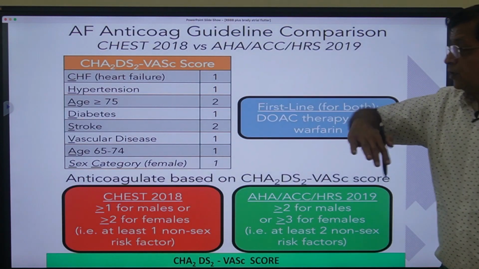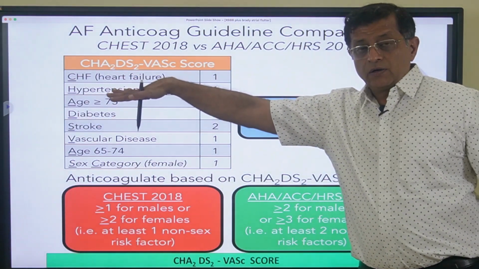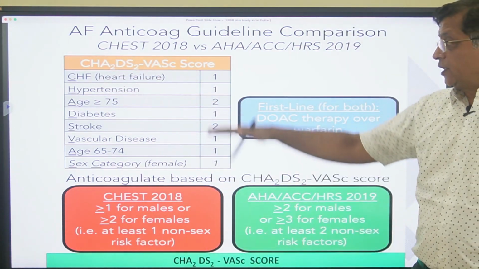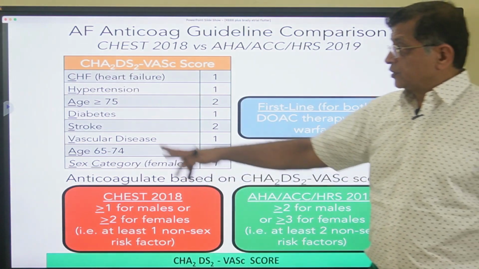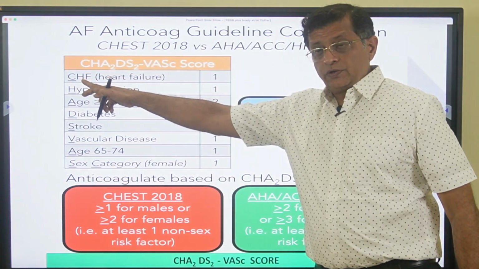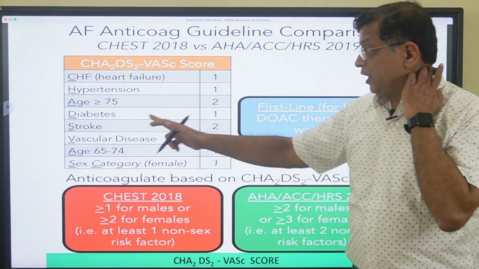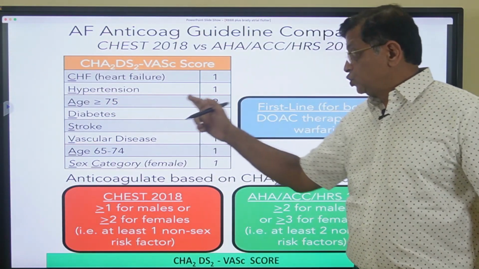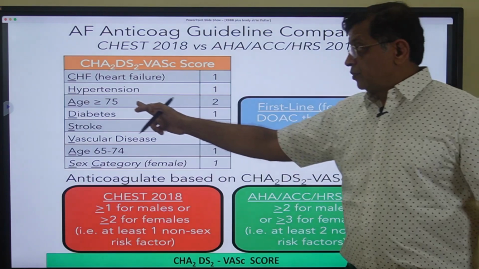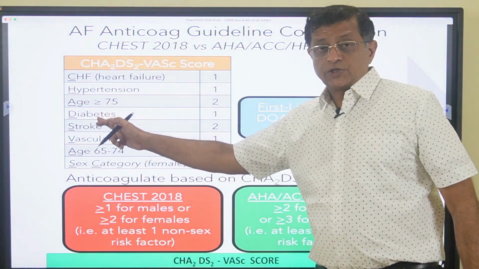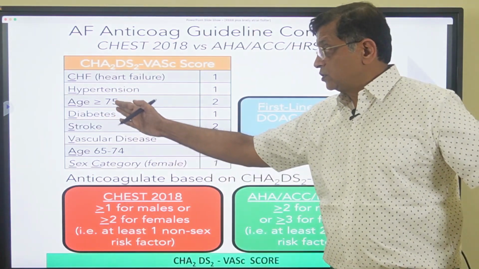This CHA2DS2-VASc score is a mnemonic in which each letter stands for a specific condition and gets a specific number of points. For example, C stands for congestive heart failure, 1 point. H stands for hypertension, 1 point. Age more than 75 gets 2 points. So that explains the risk of developing atrial fibrillation and the risk of embolization.